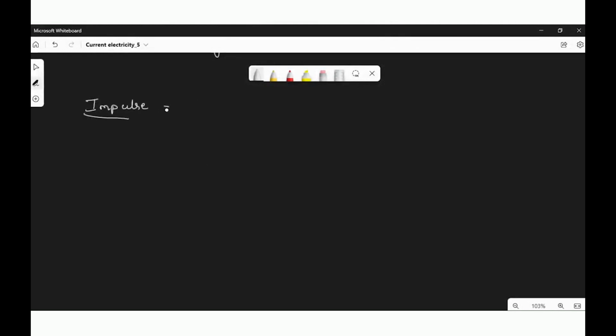Impulse, you can say, is the change in momentum. I'll just write it as delta P, and this is also equal to F into delta T, that is, force into delta T. A large force acting in a small interval of time, maybe some fractions of a second, is going to give you a large change in the momentum. So if that is acted on some particle, there will be a large change in momentum of the body. That is what you call impulse.